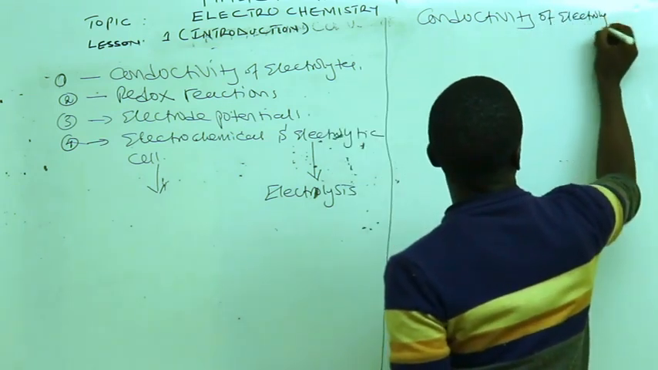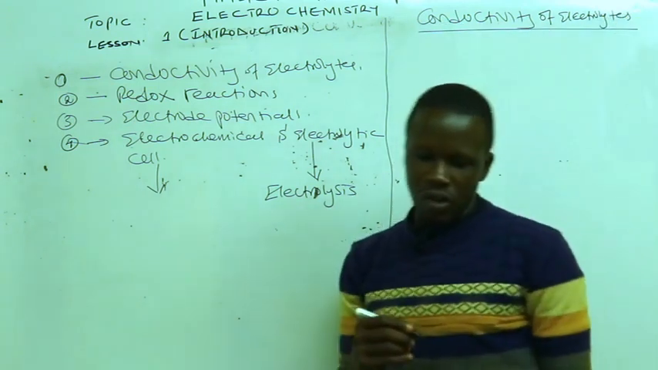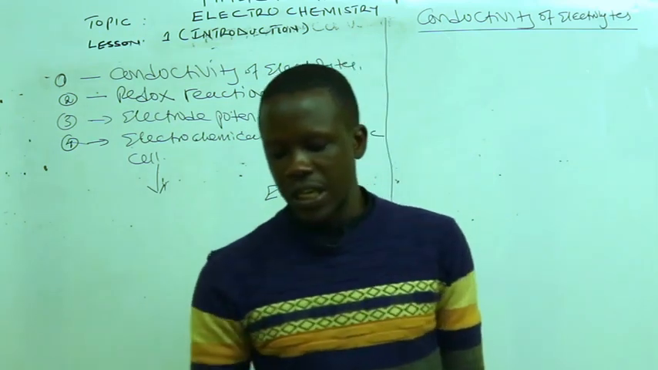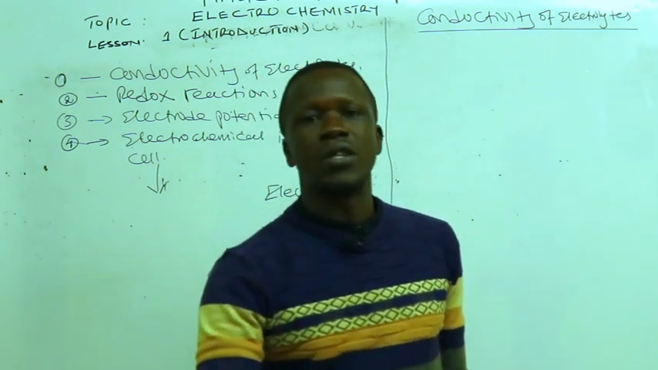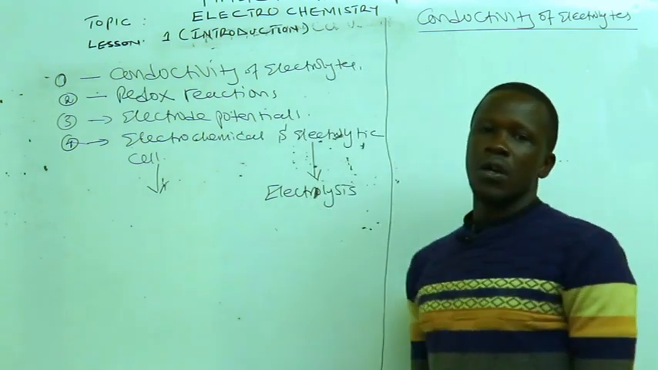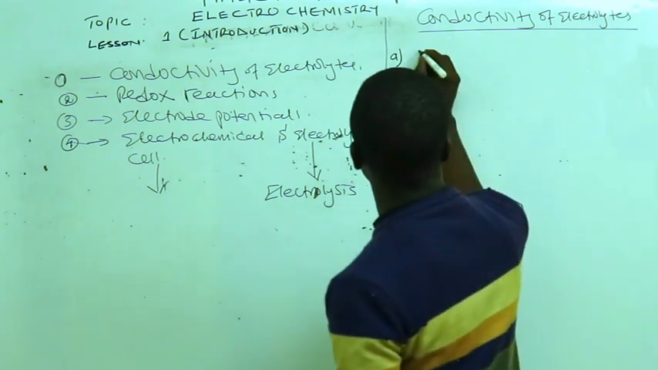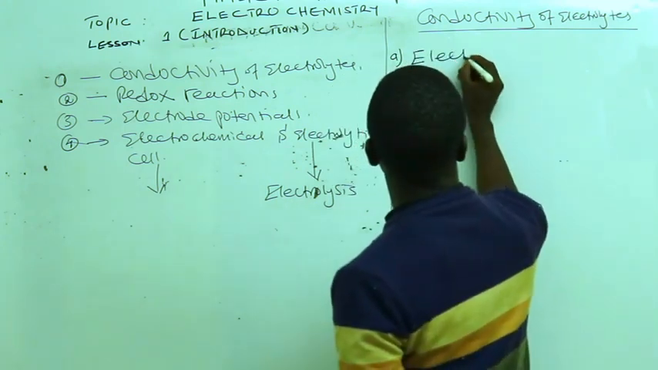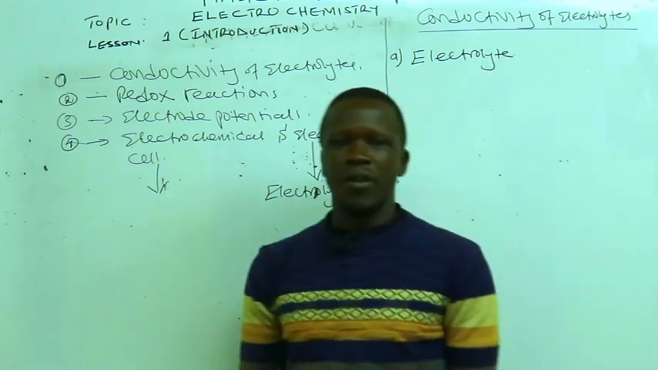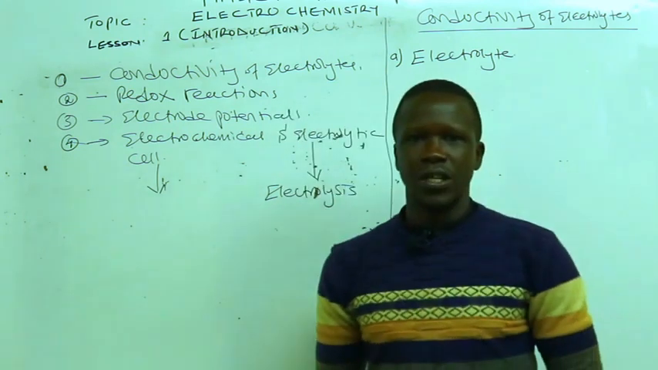Now, in our discussion of what we mean by conductivity, we shall be using certain terms, and we need to look at a few of them. First of all, term number one that we shall need to know is the meaning of an electrolyte. This is going to be a common term in our discussion.